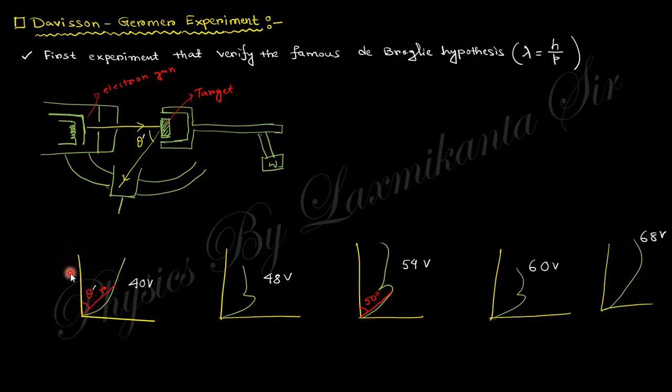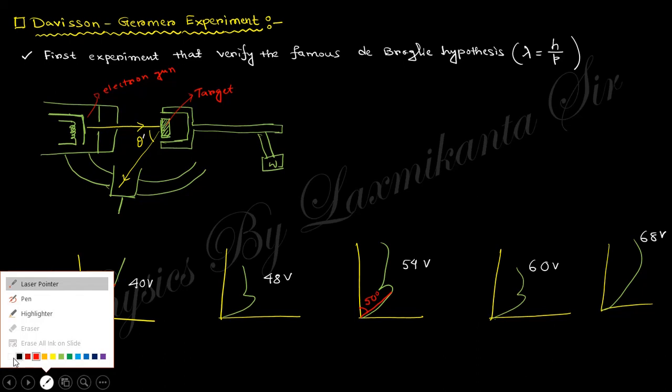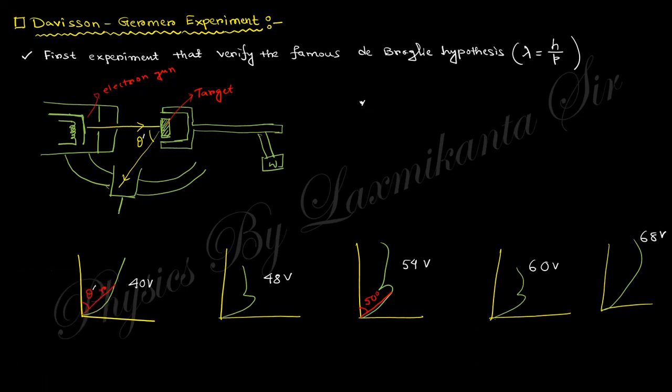First, we start with the Davisson-Germer experiment. This is the experiment that actually proved the de Broglie hypothesis. What is the de Broglie hypothesis? The de Broglie hypothesis says lambda equals h by p.